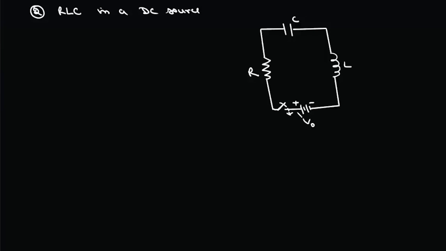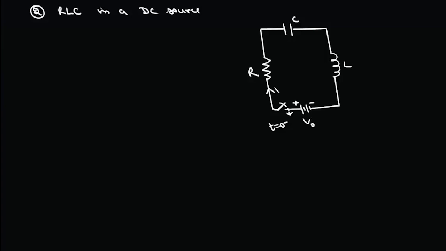Now here we have this RLC circuit which is connected to a DC source whose EMF is V0. At t equals 0 negative, the switch is open, so there is no current, no charge, and at t equals 0, the switch is closed. The current is going to flow in the circuit.